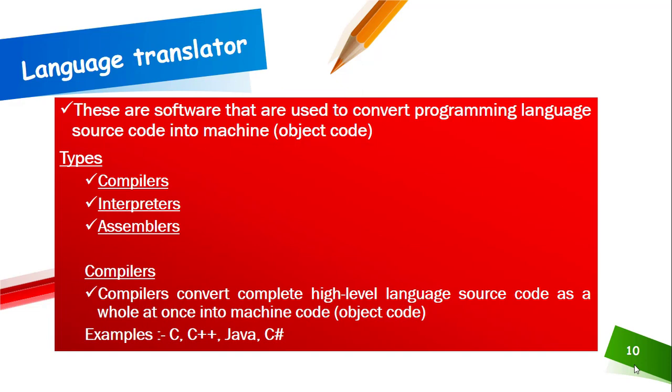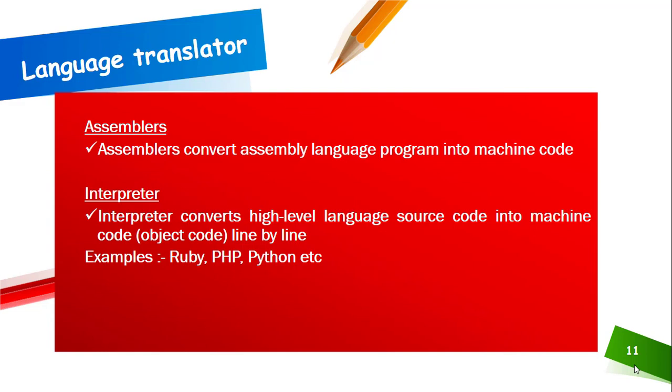The first one we have is compilers. Compilers convert complete high-level language source code as a whole at once into machine code or object code. And we have a few examples like C language, C++, Java, and C#. So these languages have a compiler that basically converts high-level source code into machine code at once. Next one we have is assemblers. Assemblers convert assembly language programs into machine code.